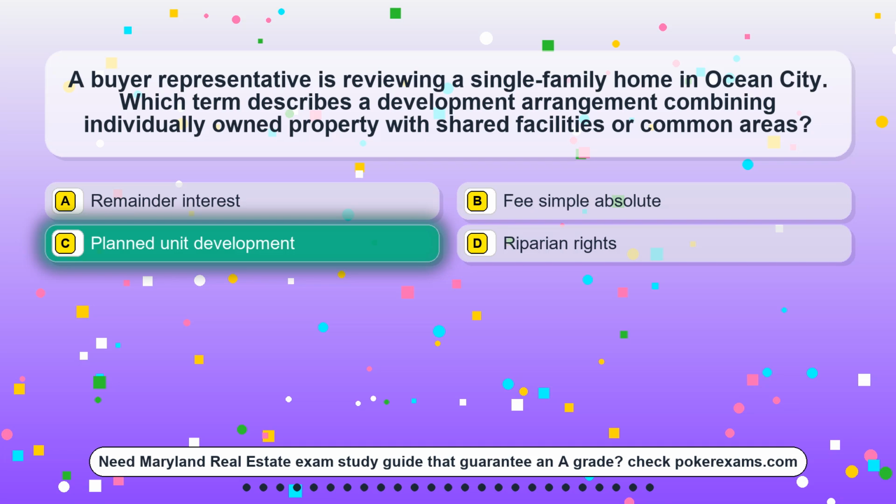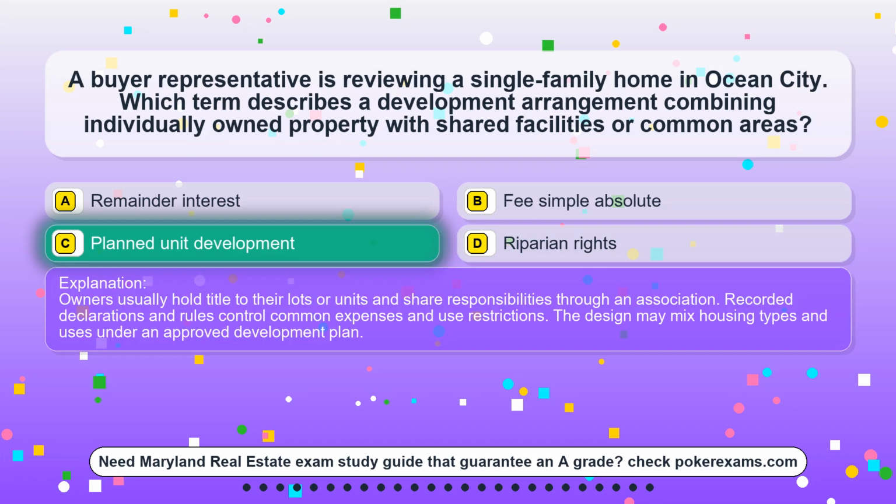The correct answer is option C, planned unit development. Owners usually hold title to their lots or units and share responsibilities through an association. Recorded declarations and rules control common expenses and use restrictions. The design may mix housing types and uses under an approved development plan.